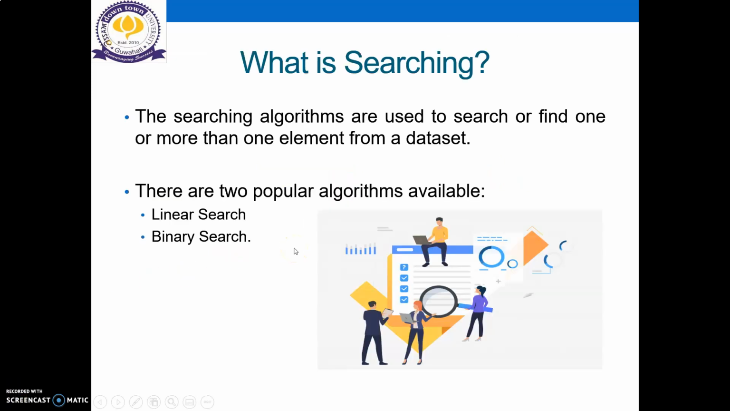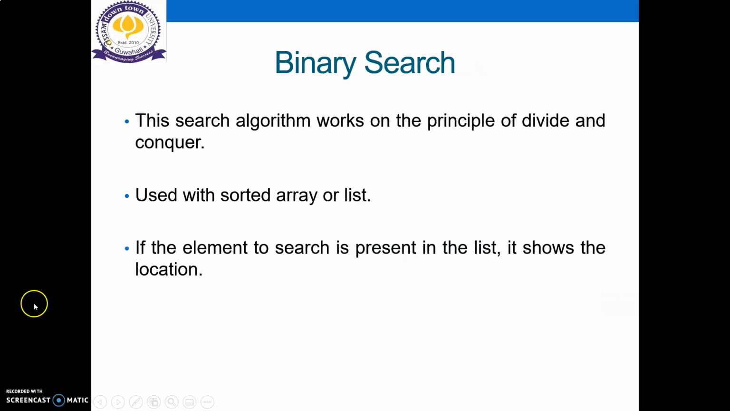In the previous video I already explained what searching is. Searching is an algorithm used to find one or more elements from a list or a dataset. Two popular algorithms are linear search and binary search. In linear search, an element is searched by comparing it with each element in the list one at a time. But binary search is basically a divide and conquer method. So let's see what binary search is.